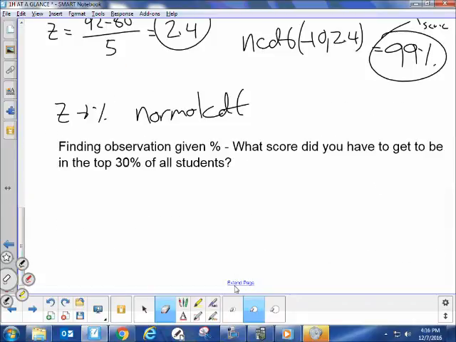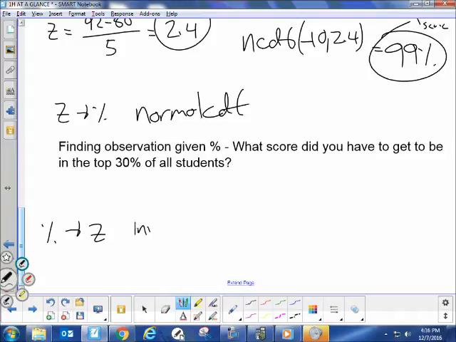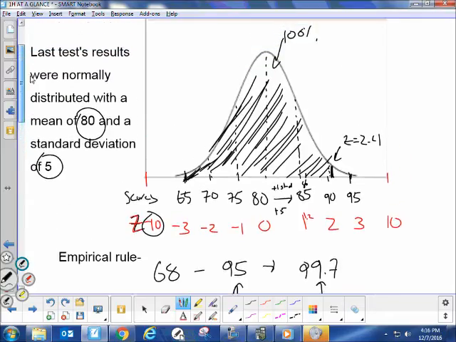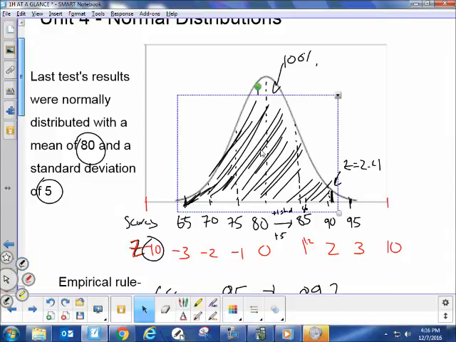Now we could go the opposite way, and we could find the observation given the percent. So for given percents, what do we have? So the question is, what score do you have to get to be in the top 30% of all students? Now we will use inverse norm to change a percent into a z. Okay. Now the only important thing to know about inverse norm is it's always the percent below. So let's go up and talk about being in the top 30%. Let's remove this.